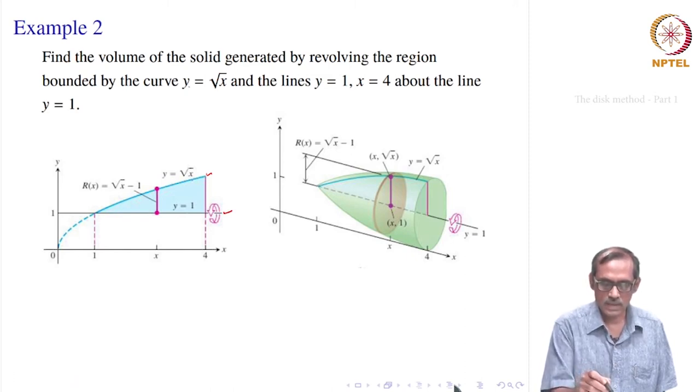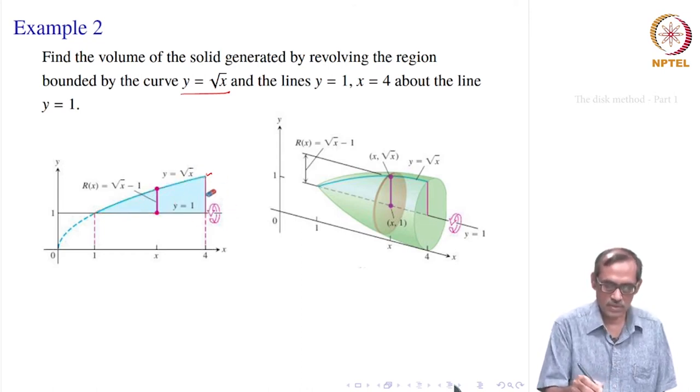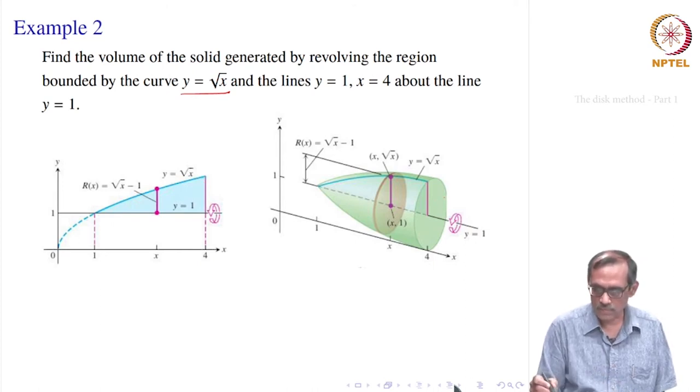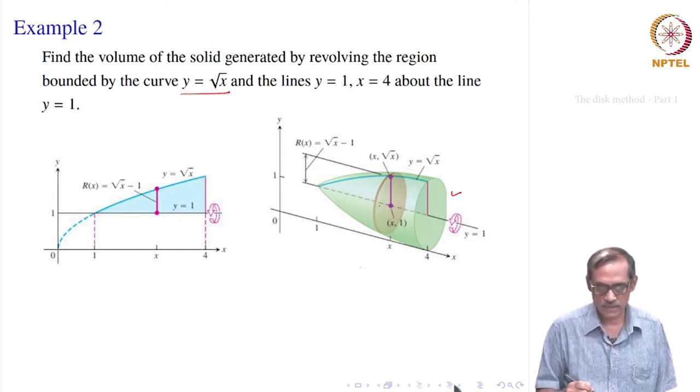What is the region? It is bounded by the curve y equal to root x, the line y equal to 1 and x equal to 4. So, this is the line x equal to 4, this is the line y equal to 1 and this is the curve y equal to root x. So, the region is painted blue now. This region is revolved around the line y equal to 1. So, you would get some solid of this type, which is painted green here in the second picture. We want to find the volume of this solid so generated.